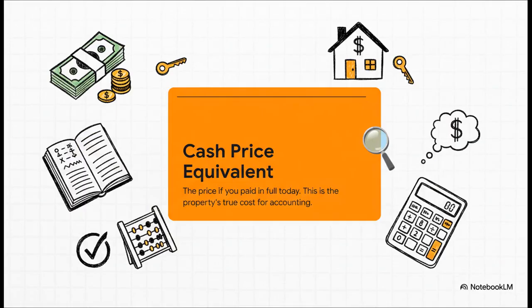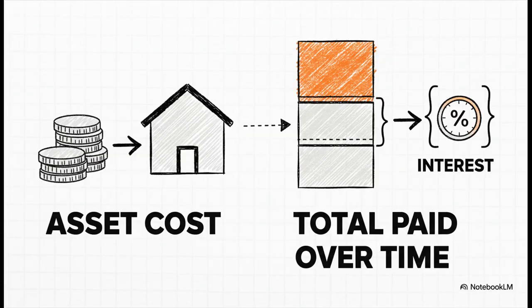This brings us to a really important concept: the cash price equivalent. It's actually a pretty simple idea when you break it down. Just ask yourself, what would this property cost me if I paid for all of it, right here, right now, in cash? That number, that is its true cost for your accounting records. So here's the bottom line. Any amount you pay on top of that cash price equivalent, that's not part of the property's cost. That's considered interest. It's the cost of financing, the price you pay for the convenience of delaying payment, and it's handled completely differently in your accounts.